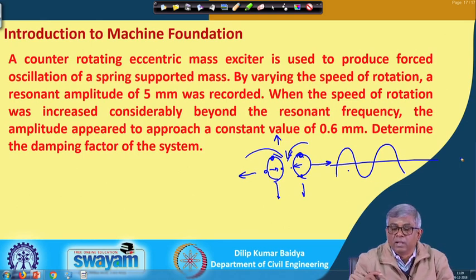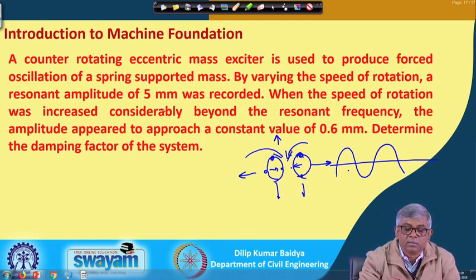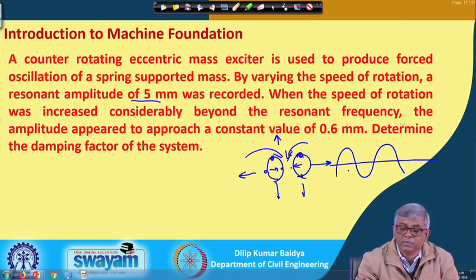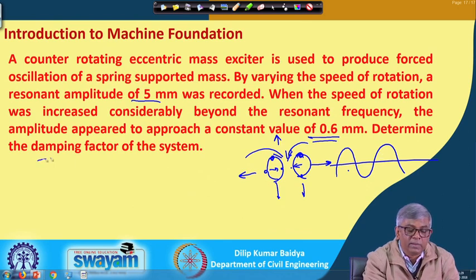And the resonant amplitude was 5 millimeter. When the speed of rotation was increased considerably beyond the resonant frequency, the amplitude appeared to approach a constant value of 0.6 millimeter. Determine the damping factor of the system.